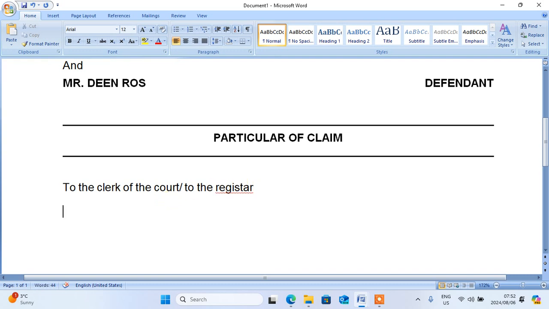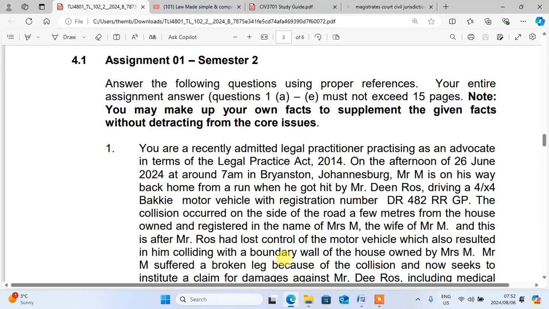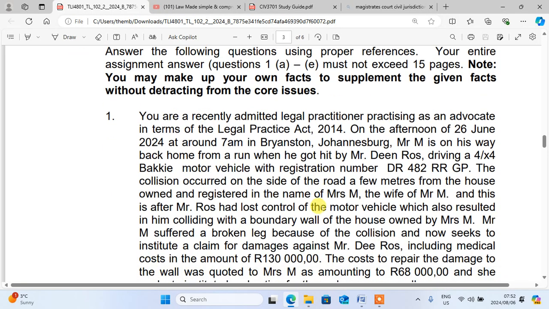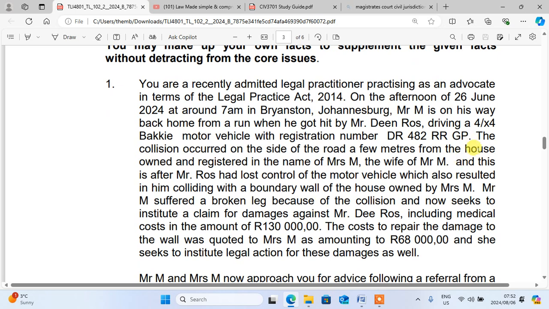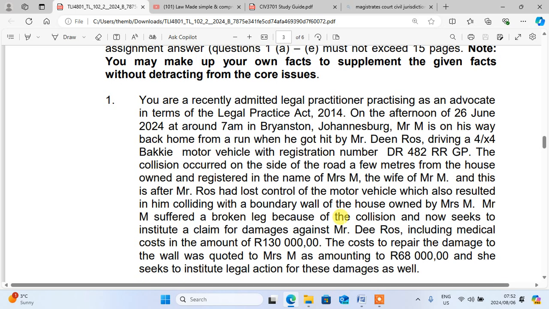Then you start with number one. It's very important to write in point form. Everything that you write, write in point form. The first point that you include, it's very important to come and read. They said that the plaintiff is who? Is Mrs. M. Did they provide where she lives? They said that she lives in Bryanston. And then, did they say whether she survived?